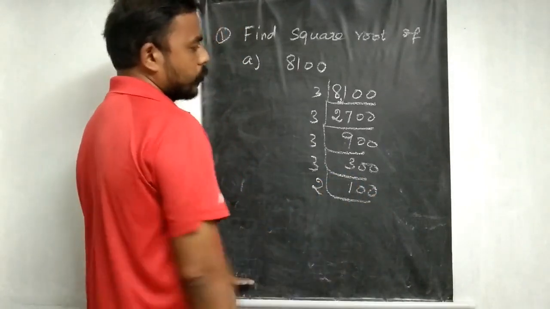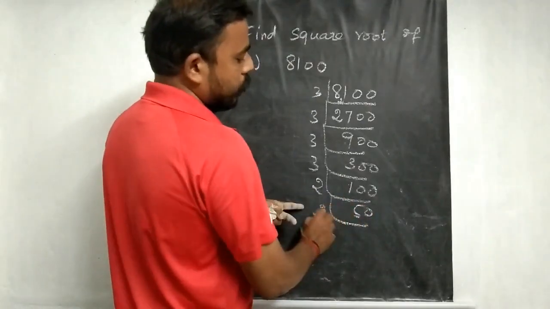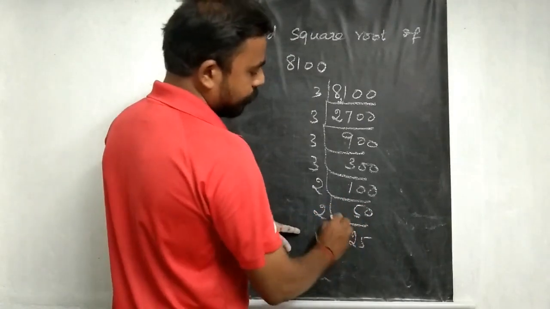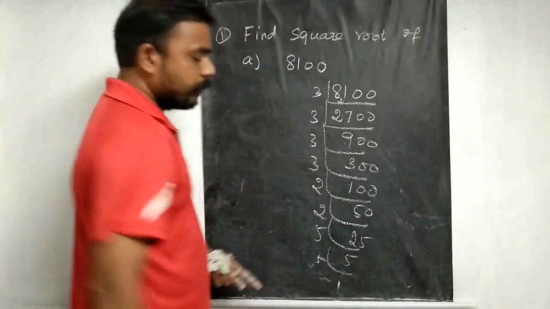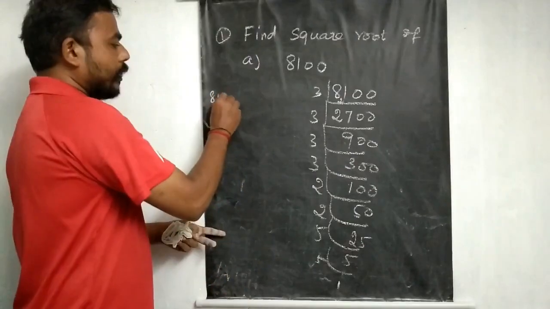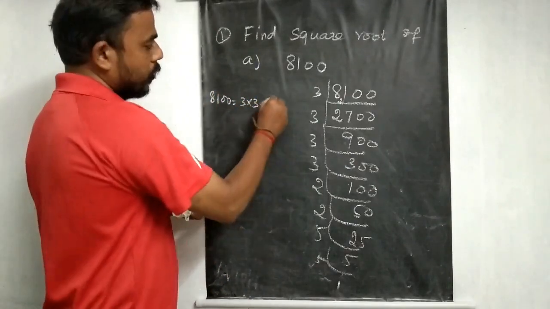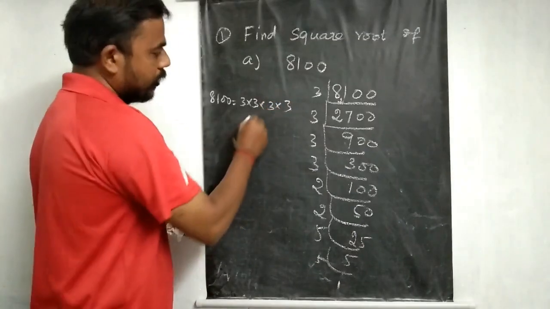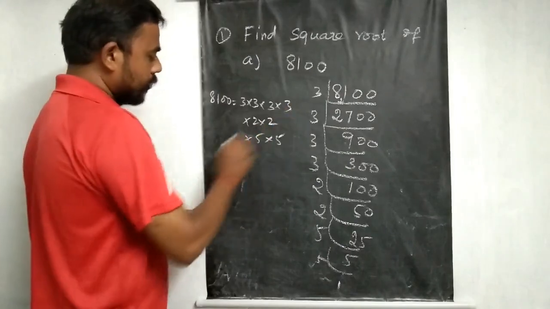Next 2 only is possible, no? So we can write 2. So 2 means 50. Next 2 we can write 25. Next 5 we can write 5. So 8100 equals 3 into 3 into 3 into 3, 4 3s. Next 2 into 2. Next 5 into 5.